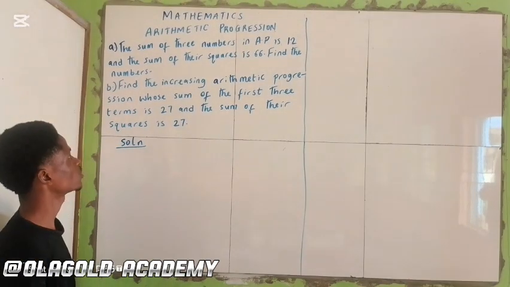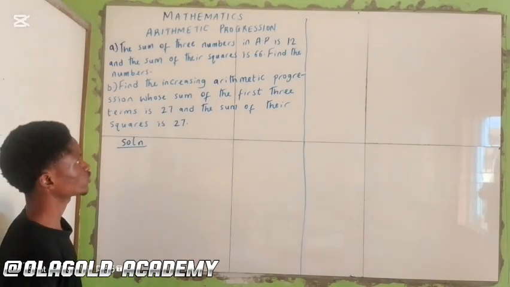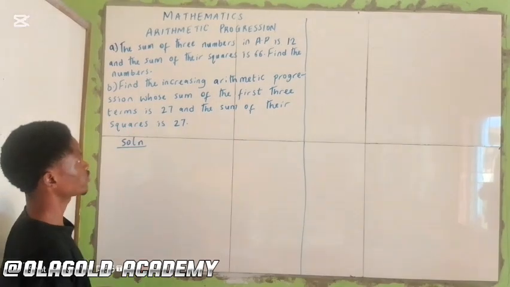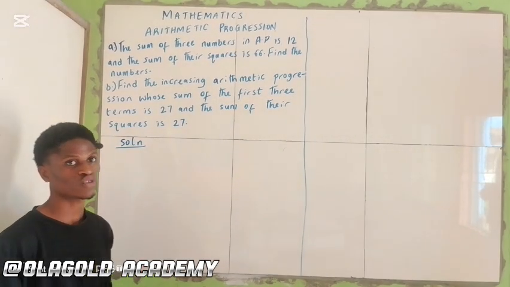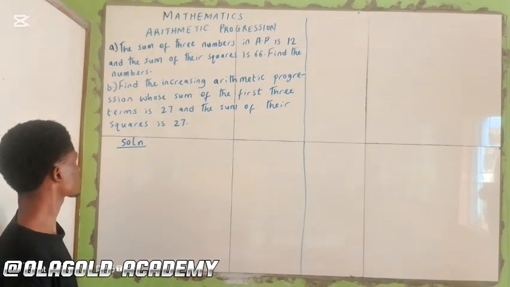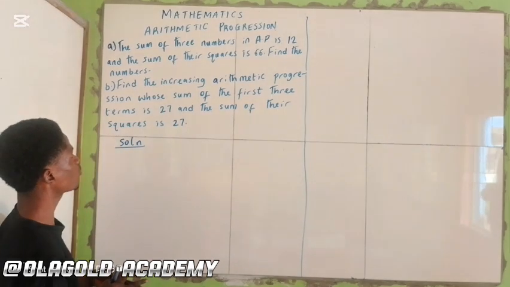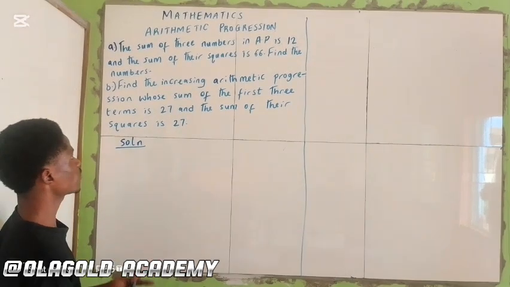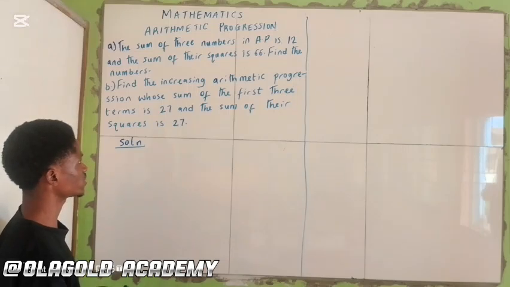On the board, we have a topic, arithmetic progression, and we have two questions to solve under arithmetic progression. And this topic is a very wonderful topic in mathematics. So let's solve it. Number one says that the sum of three numbers in AP, which is arithmetic progression, is 12, and the sum of their squares is 66.